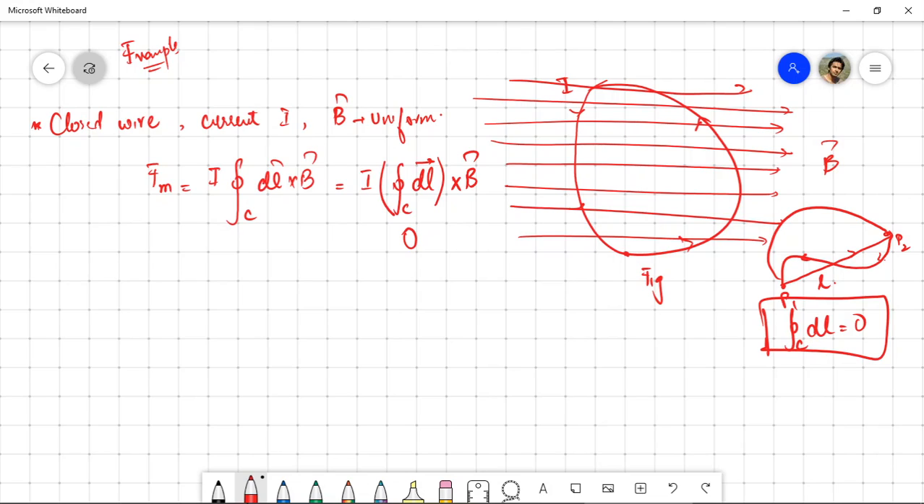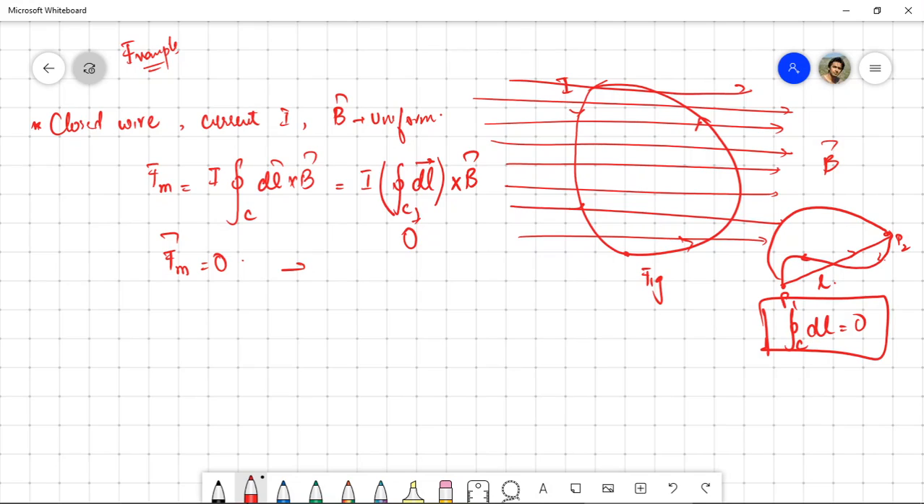So this is the thing he's saying, that for a closed path the value of dl will be 0, so as a result the value of Fm will also be 0. What you need to understand about this is that whenever you are asked to calculate the magnetic force acting on a closed loop, I'm not saying that you won't need to calculate the value for any segment, but if that is a closed path, you will know from the start that the result of that numerical has to be 0.